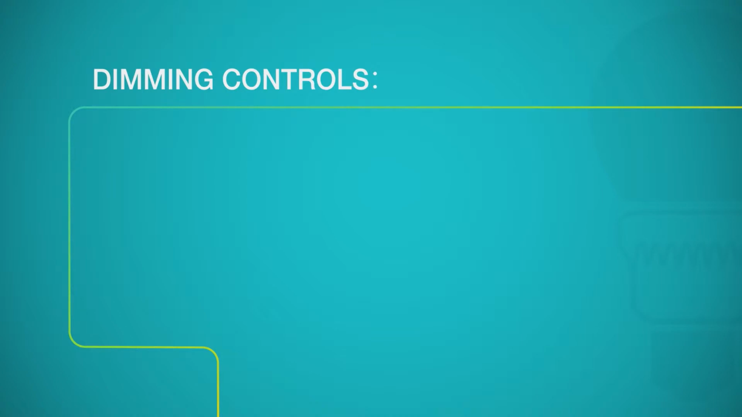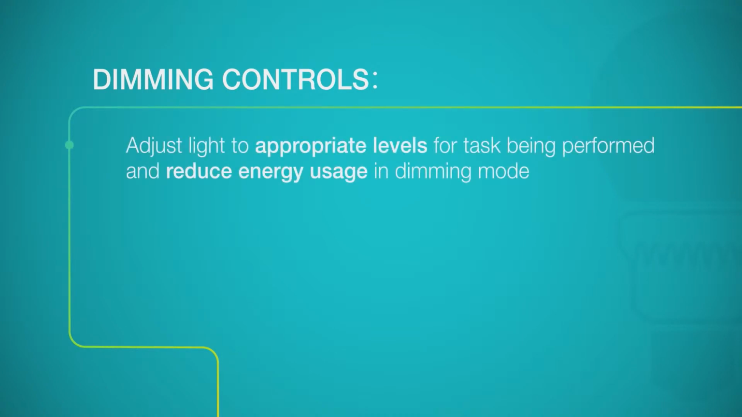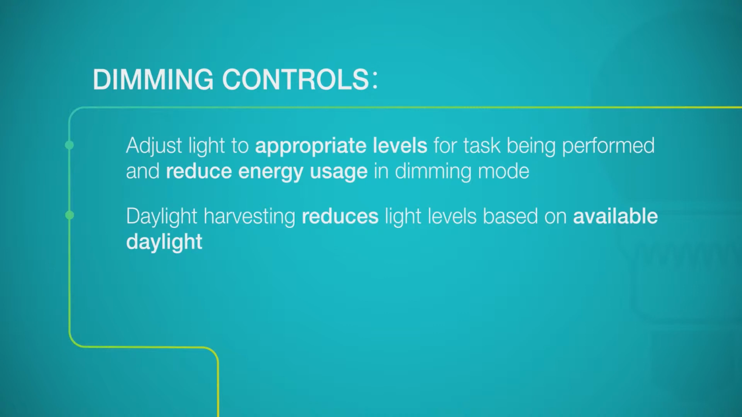Dimming controls not only help adjust the light levels to the appropriate levels for the task being performed, but they also reduce energy usage in the dimming mode. Daylight harvesting, or reducing light levels based on the amount of available daylight, is another way to reduce energy usage.